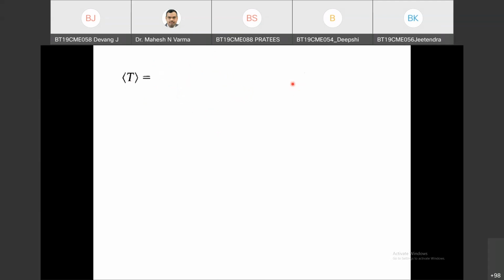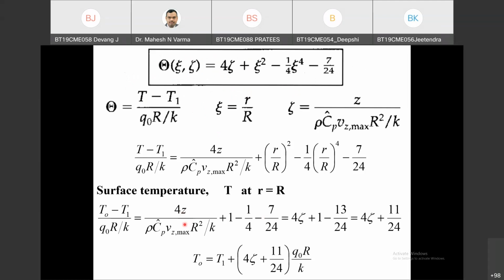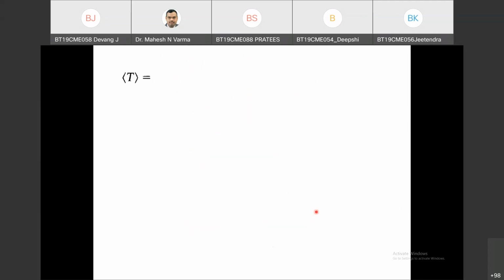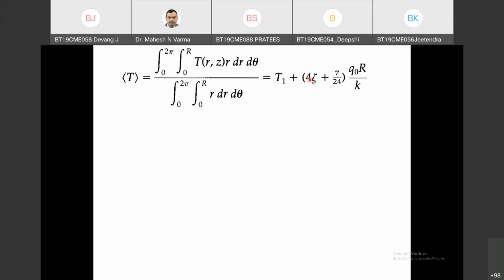So you just estimate similar to this. You substitute this temperature profile, integrate and get the average temperature. That will be equal to T1 plus (4 zeta plus 7/24) Q0 R by K. In exactly the same manner in which we got the surface temperature, get this value of average temperature. This is the average temperature over a given cross-sectional area.